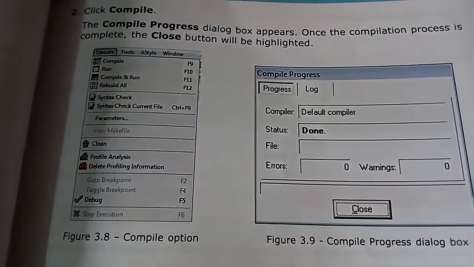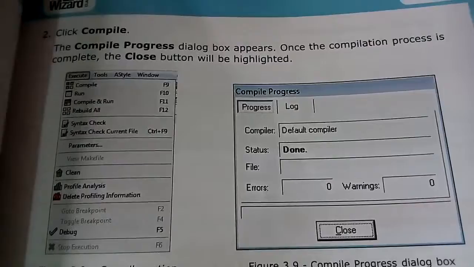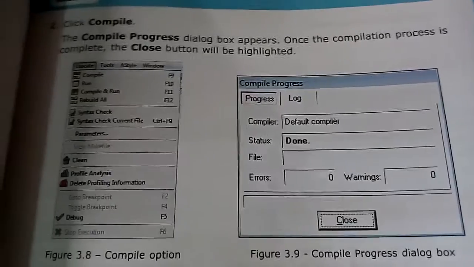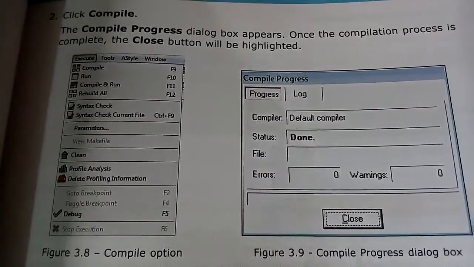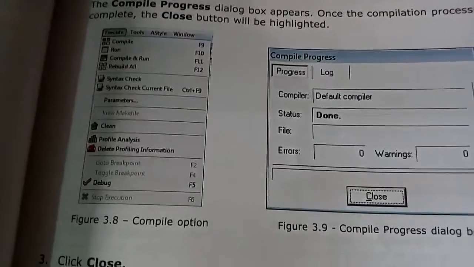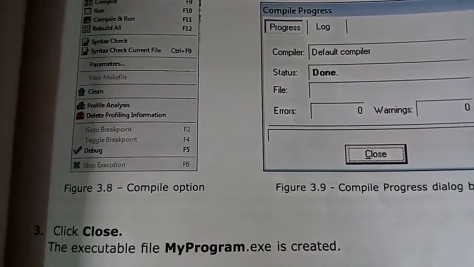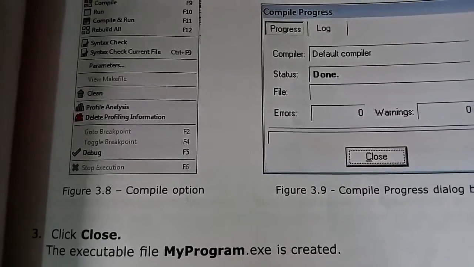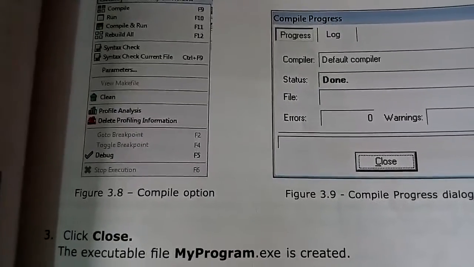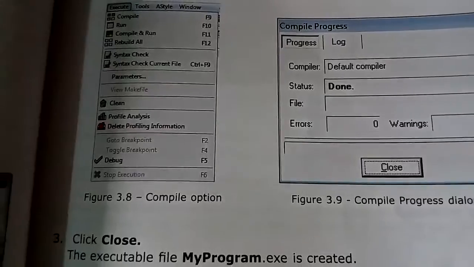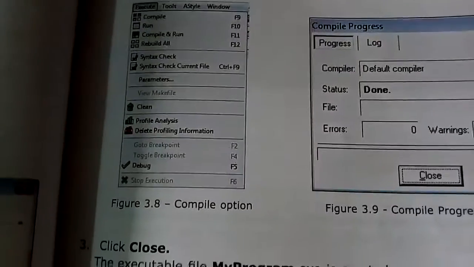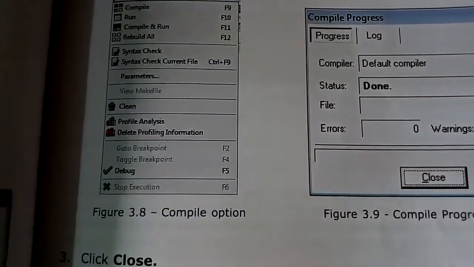From here you can see the compile process. Okay, so when it is completed, then click the close. The executable file myprogram.exe is created. So this is the way how you compile the program in C++. Or you can use the next method, what we have done in Turbo C++, that also you can write.